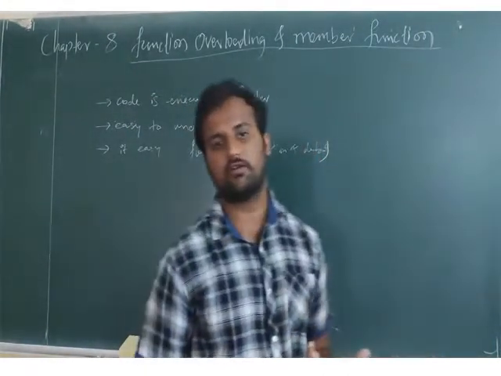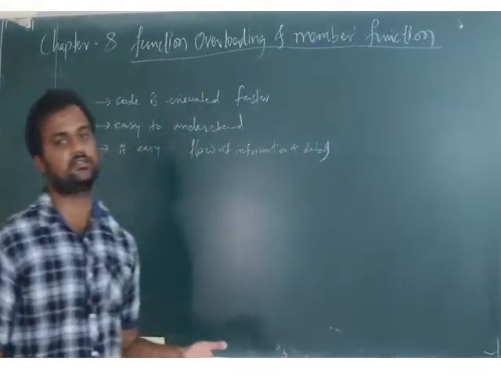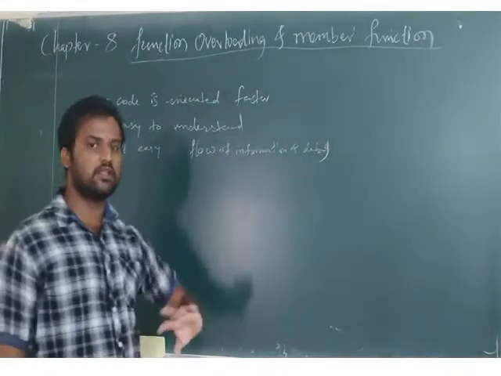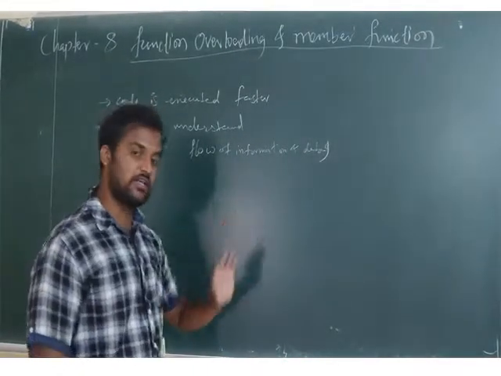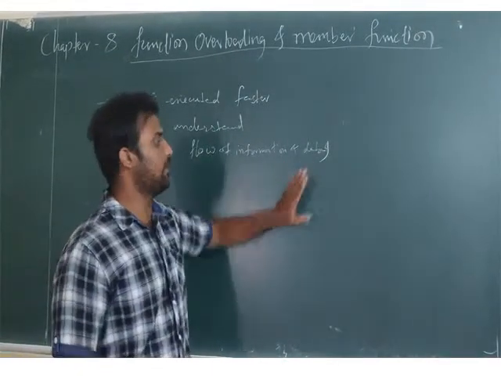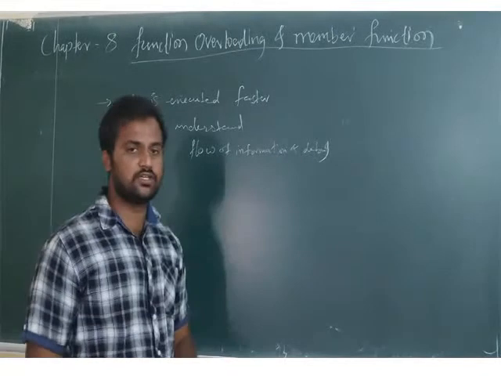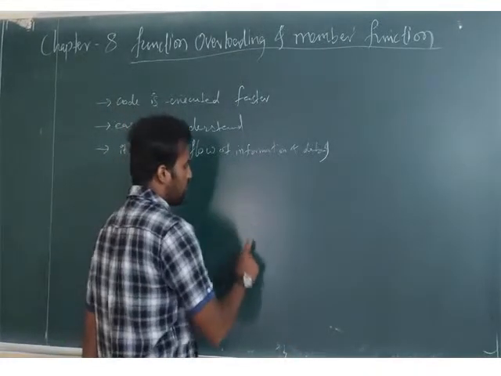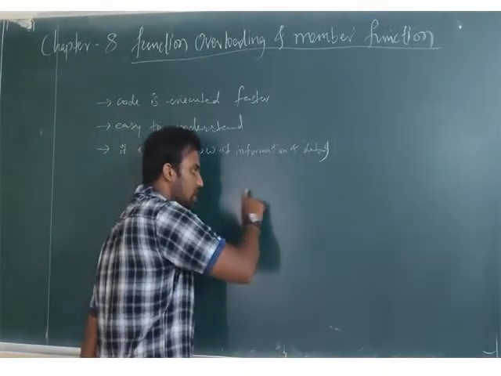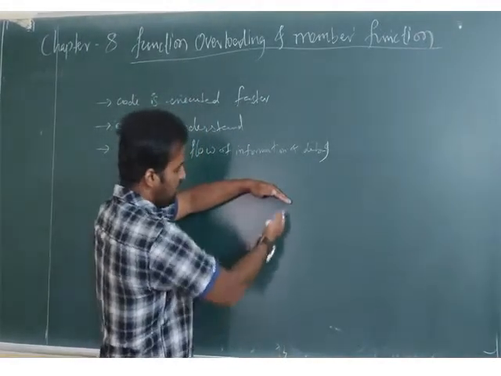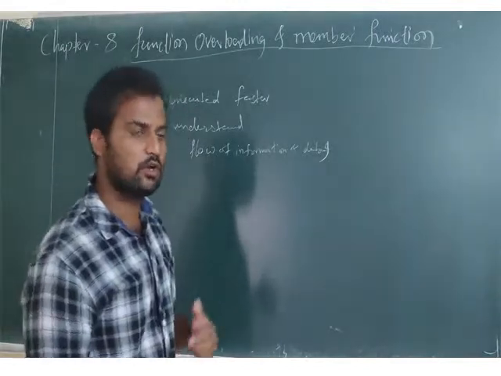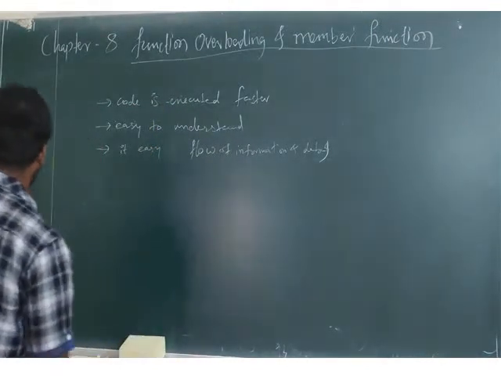Debug means what? Correcting the errors is called debugging. Rectifying the errors, removing the errors and writing the correct one into the computer. So debugging is also easy. Why? Because small functions will be there. In that function only, any error will be in that particular function. It is not related to other functions. So automatically debugging is also easy.